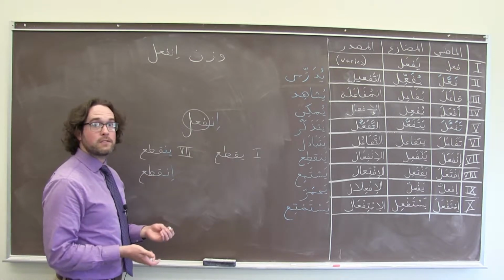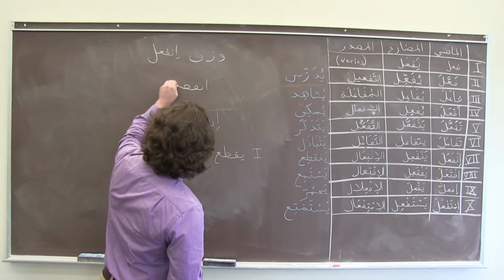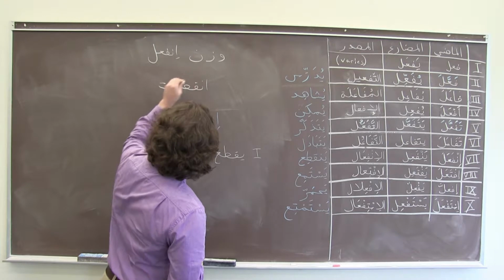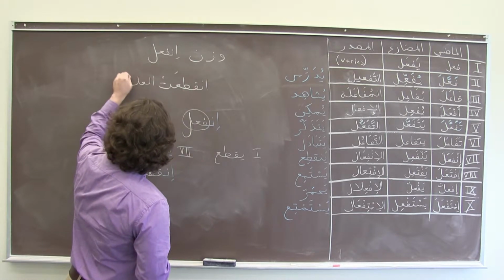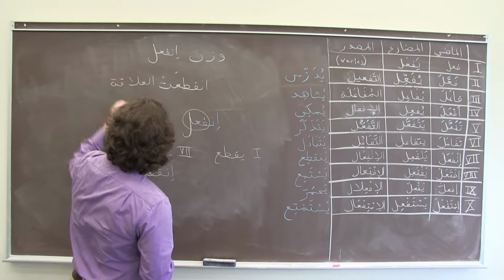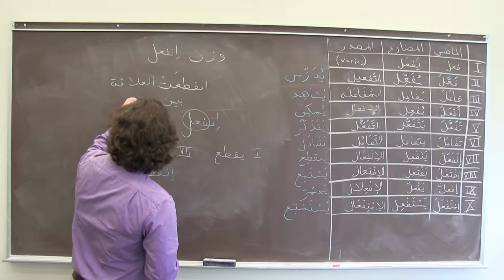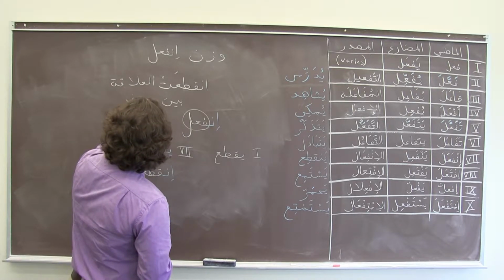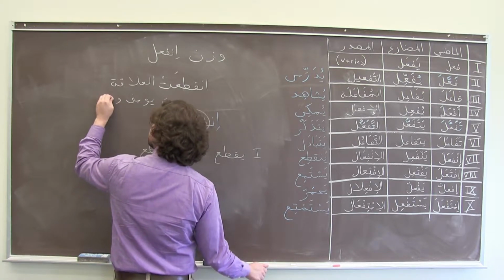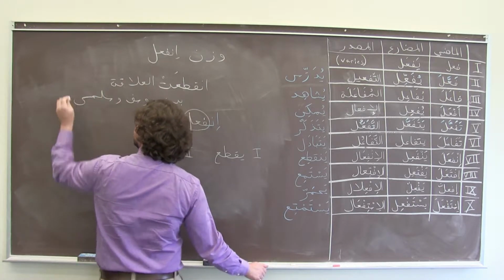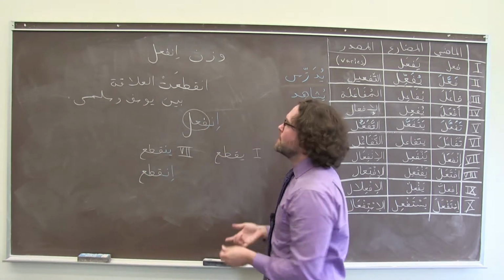So we could say, for example, inqata'at al-'ilaqa bayna Yusuf wa Selma. The relationship between Yusuf and Selma was broken off.